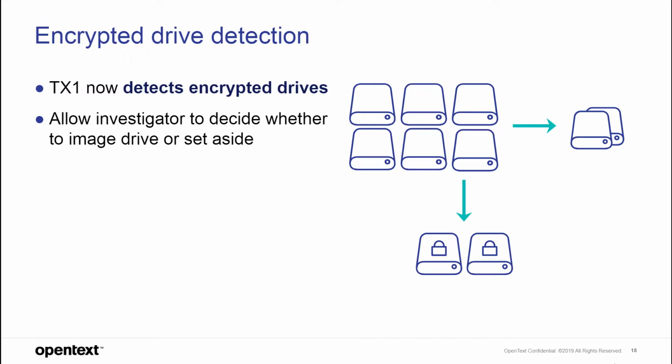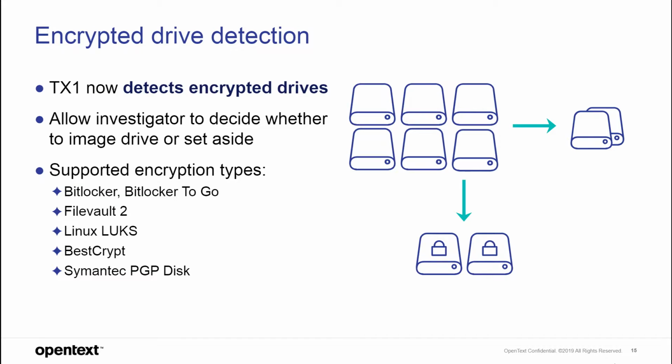Either way, it's good to know that now TX1 will detect and report on, both for source and destination volumes, the presence of BitLocker, BitLocker to Go, FileVault 2, Symantec PGP Disk, LUKS, which is popular within the Linux community, and Bcrypt. We plan to add to this list in future firmware updates, so if you have a favorite, or a least favorite if you're working an investigation with encrypted volumes, please give us your input.